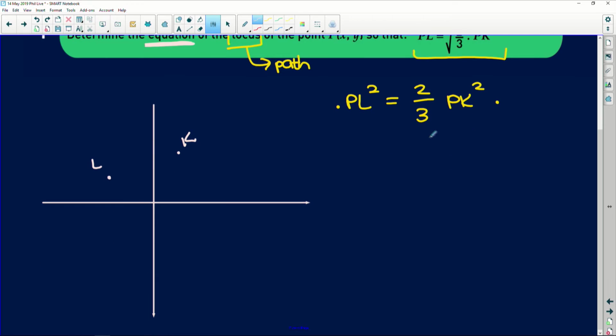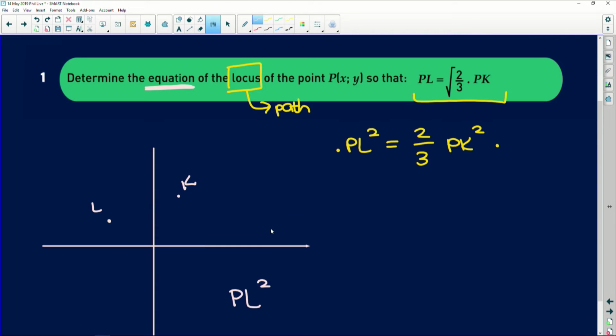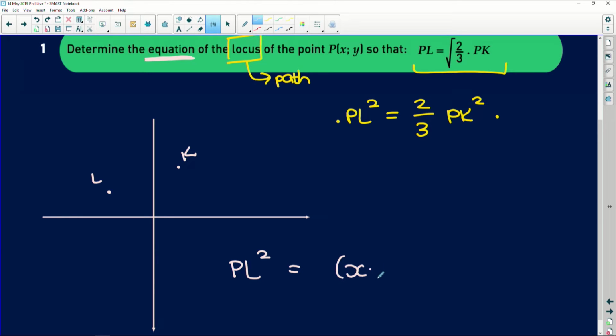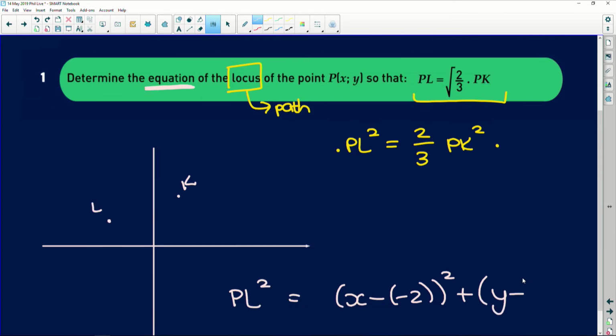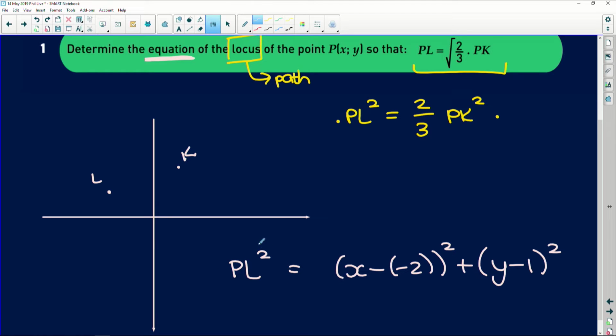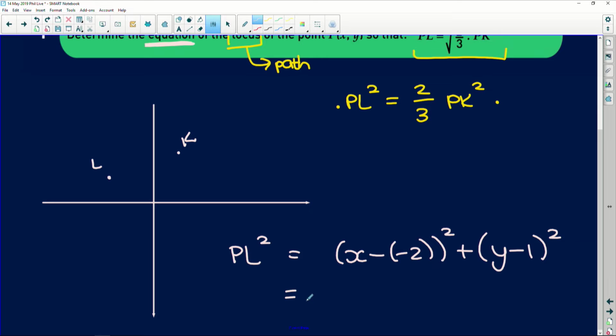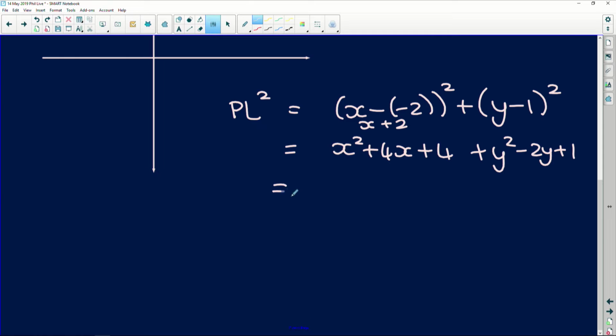Okay, so firstly, PL squared by the distance formula is going to give us x at P minus x at L, which was given to us as -2, all squared, plus y at P minus y at L, which was 1, all squared, and we're not going to square root it because we squared PL. Okay, so that gives us, this is going to become (x + 2)squared, so we get x squared plus 4x plus 4. And then on this side, we're going to have y squared minus 2y plus 1. Okay, so let's further simplify this. We get x squared plus 4x plus y squared minus 2y plus 5. Okay, so that's our one equation.